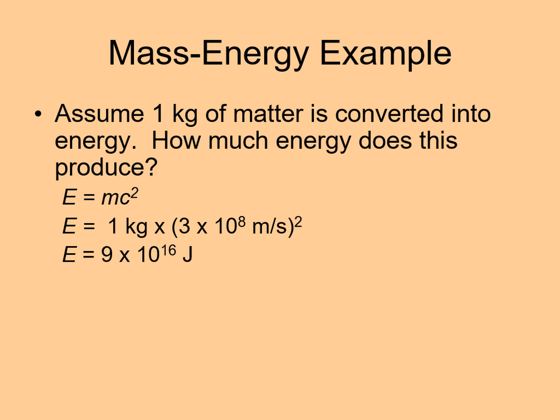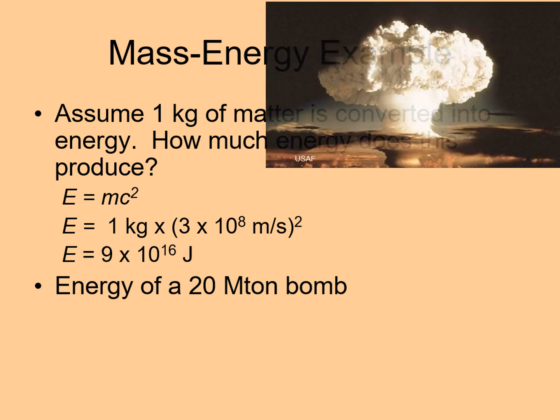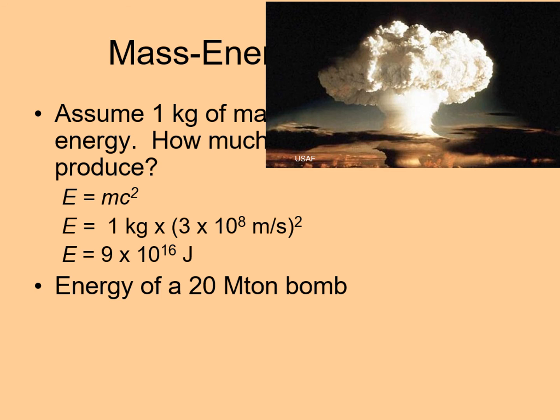Notice that I haven't said what that 1 kilogram is made of. It could be hydrogen, or helium, or carbon, or peanut butter. It doesn't matter. If you can convert it all to energy, that's what you get. So how much energy is 9 times 10 to the 16th joules? Well, it's about the same amount of energy as exploding 20 million tons of trinitrotoluene, or TNT. This is about the energy of the largest hydrogen bombs tested during the height of the Cold War. In fact, hydrogen fusion is an example of releasing mass energy.